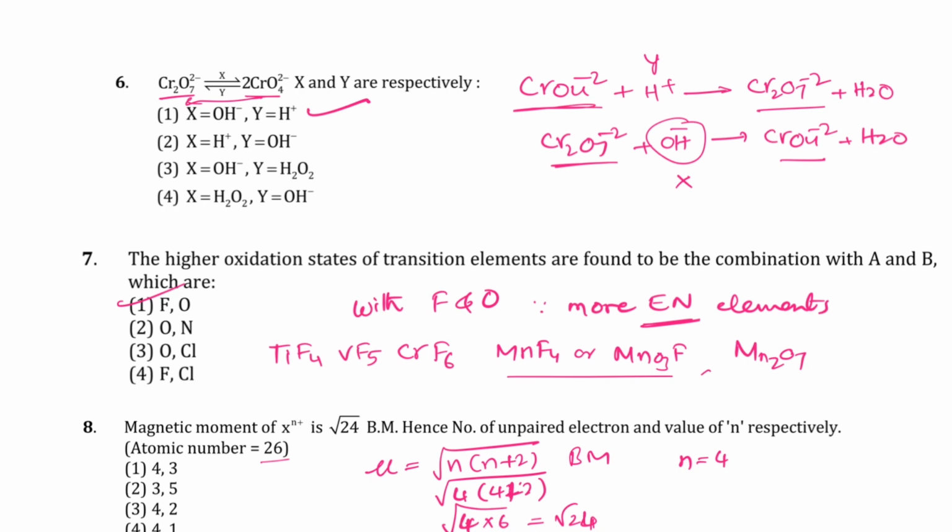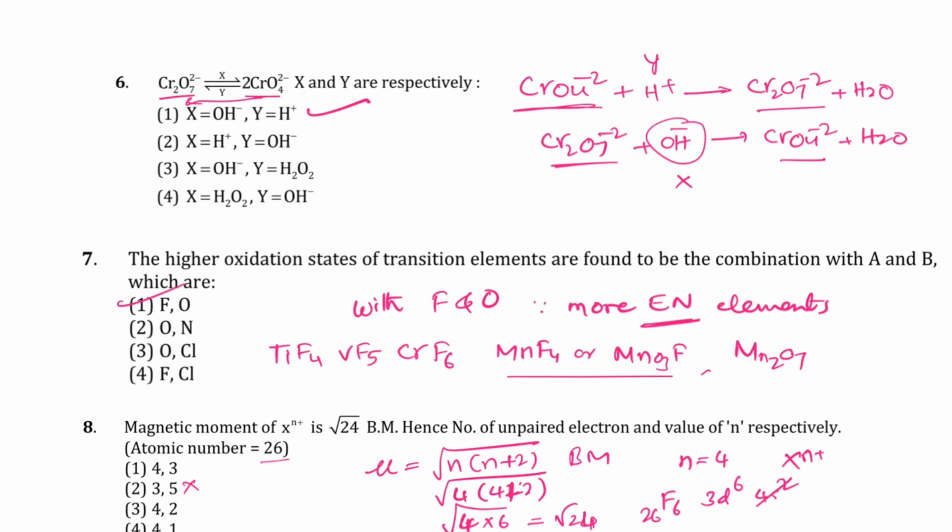Among the options, only the second option does not have the 4. Therefore, that is not the answer. Maybe 1, 3 and 4 are the answer. Then we have to check what is the X^n+. They gave X^n+, meaning what is the charge? Atomic number 26 is iron. It has configuration 3d6 4s2. It has 4 unpaired electrons in the plus 2 state.